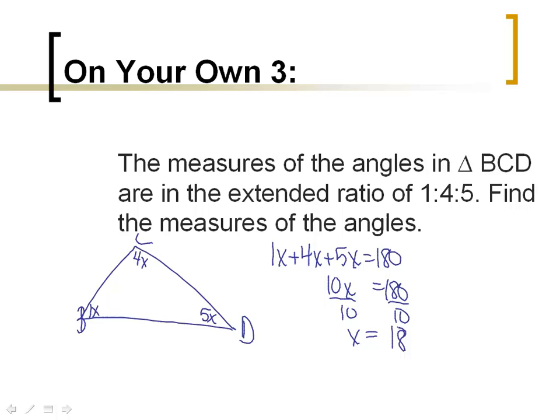Now the question says find the measures of the angles. So if one of my angles is 1x, that means 1 times 18. The other is 4x, so 4 times 18. The third is 5x, so 5 times 18. So this first one, 1 times 18, is 18 degrees. The second one, 4 times 18, is 72 degrees. And the third one, 5 times 18, is 90 degrees. You could check them by adding them all up and make sure they add up to 180. And if you did that, those three would add up to 180.